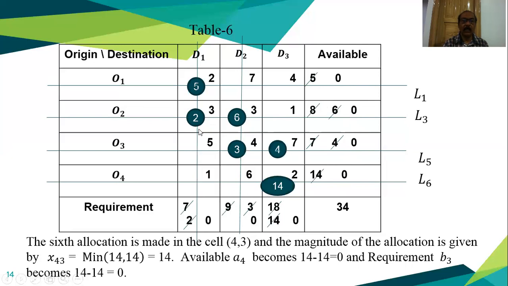Since all the available and the demand are exhausted, demand is met. So this is our final table. This is also the final table of the northwest corner.